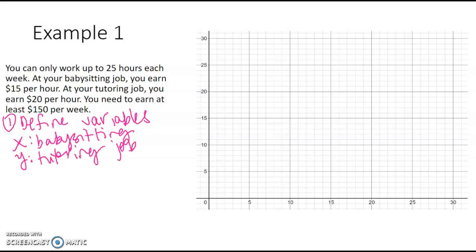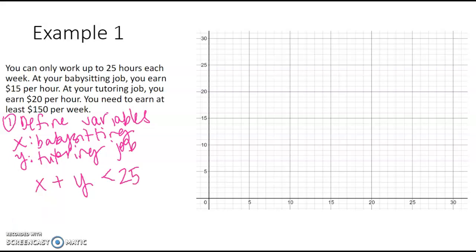So when we look at our two different relationships here, our first relationship has to do with the number of hours we can work per week. I can work a maximum of 25 hours a week. So that means my babysitting job hours and my tutoring job hours cannot exceed 25.